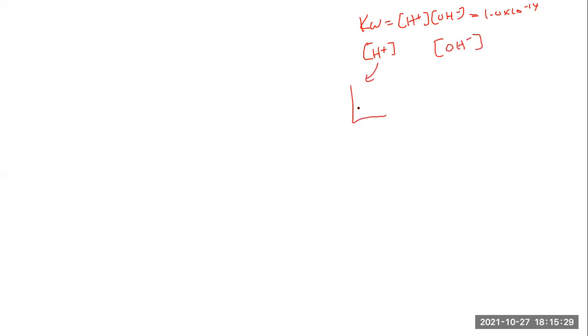So when we talk about KW, it's basically the H plus times the OH minus concentrations. And we use KW to solve for one of those two things: what is the H plus concentration and what is the OH minus concentration, which essentially tells us how much H plus is floating around in the solution and how much OH minus is floating around.